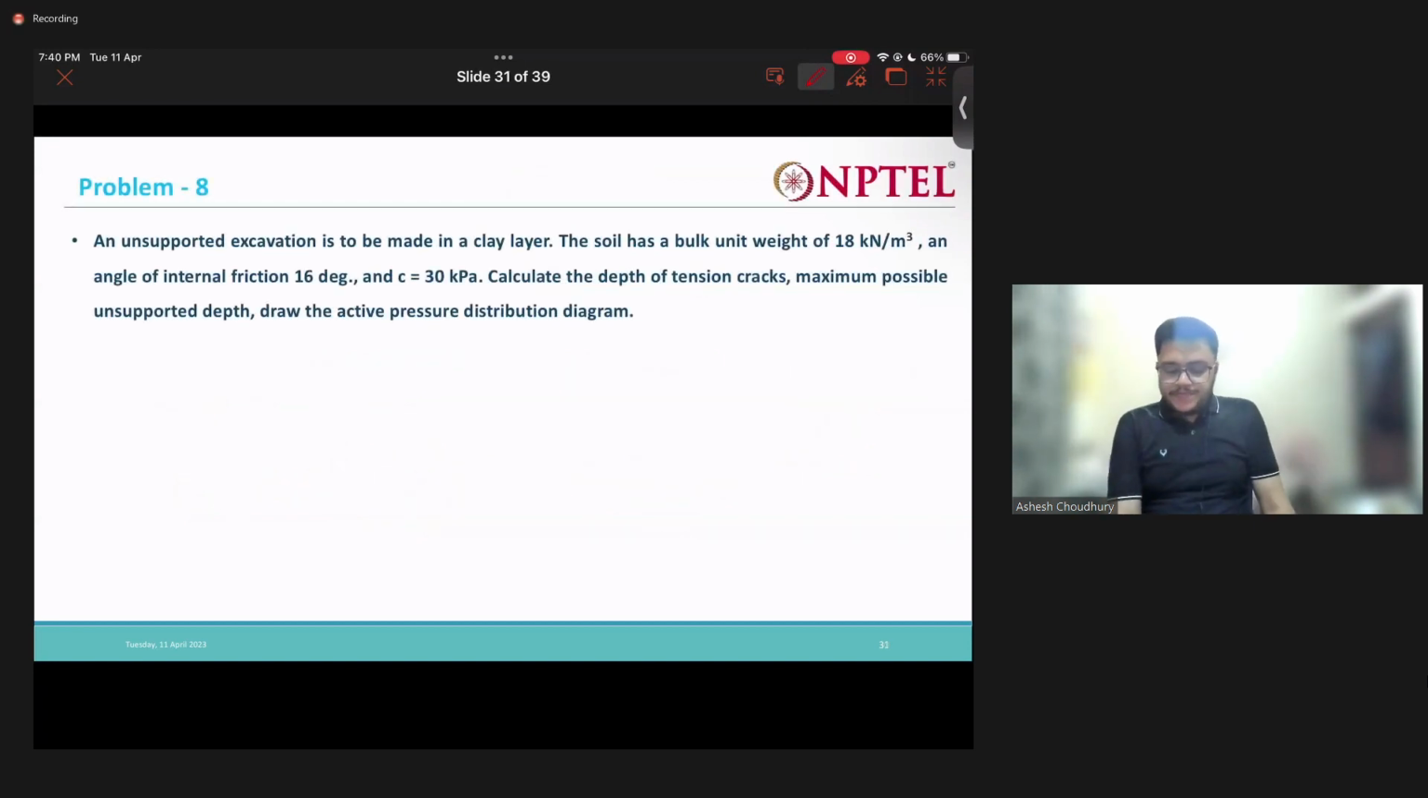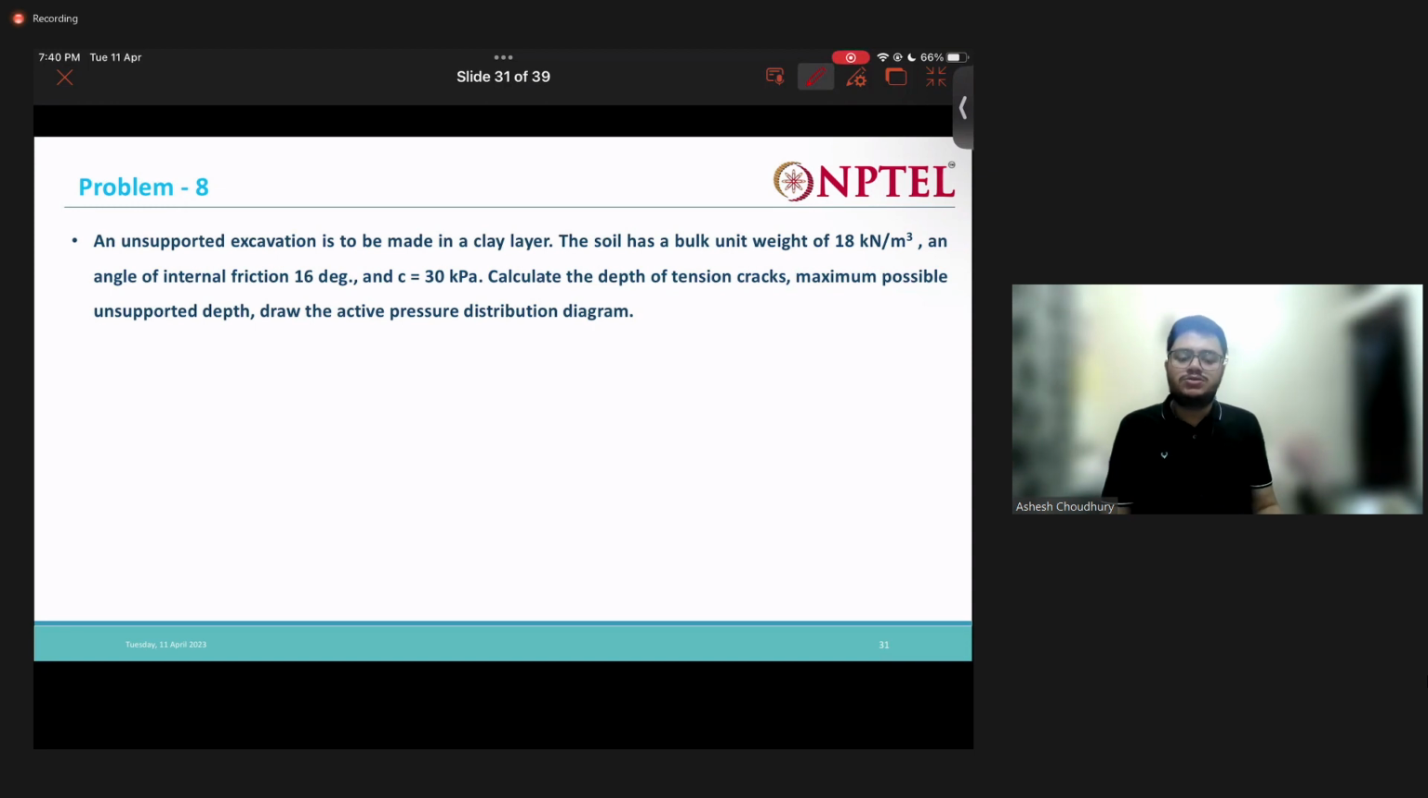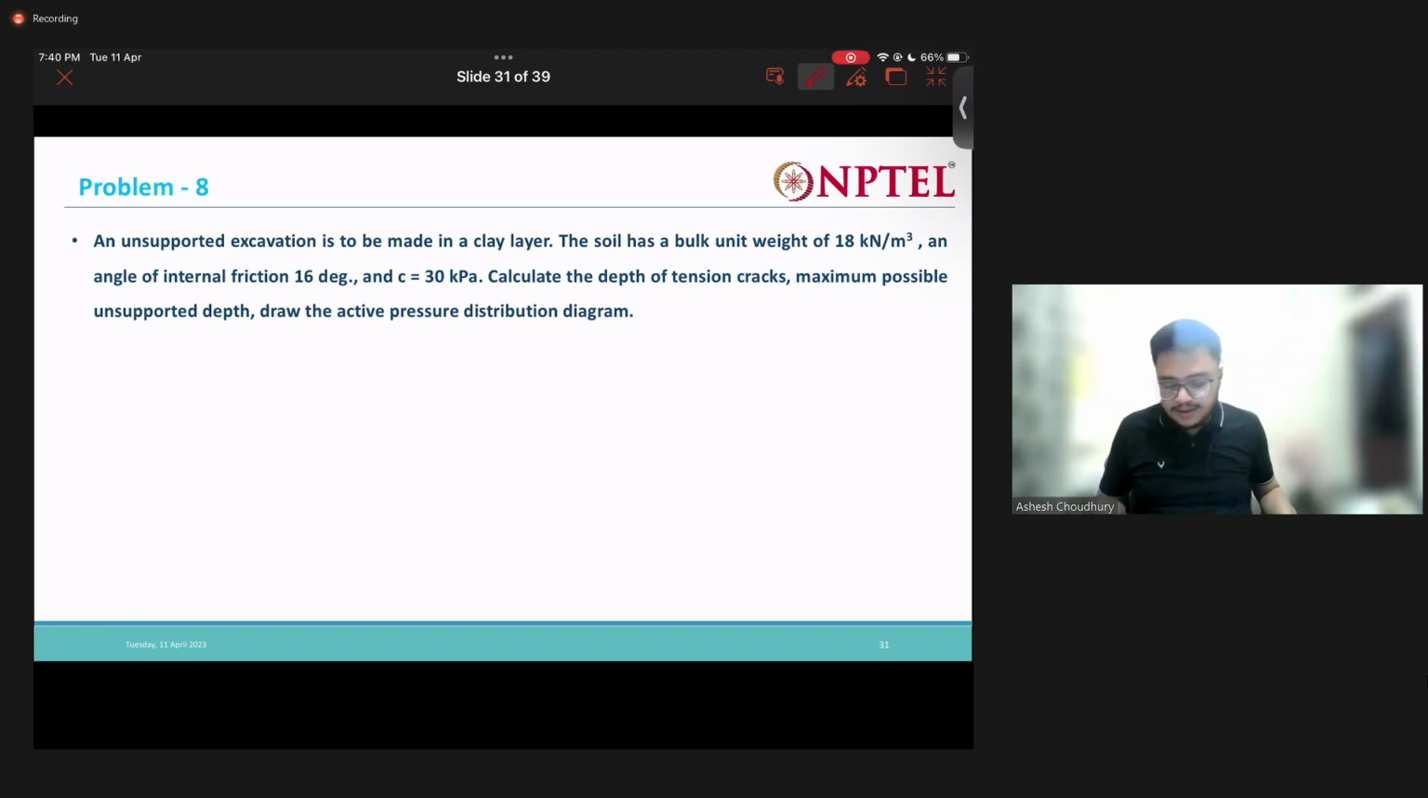Okay, next problem. An unsupported excavation is to be made in a clay layer. The soil has a bulk unit weight of 18 kilonewton per meter cube, angle of internal friction 16 degrees and C equal to 30 kPa. C-phi soil. Calculate the depth of tension cracks and maximum possible unsupported depth. Draw the active pressure distribution diagram. Let us go from our basic equation.